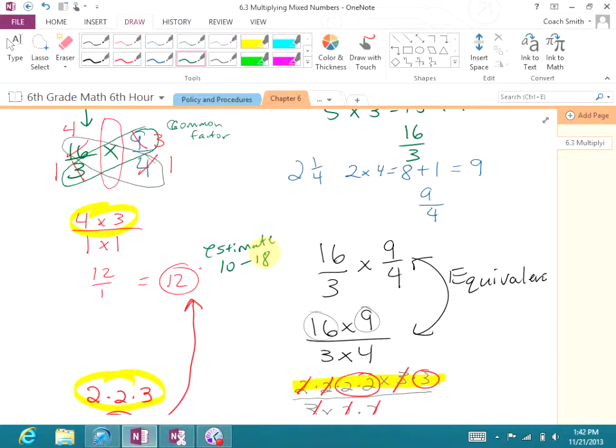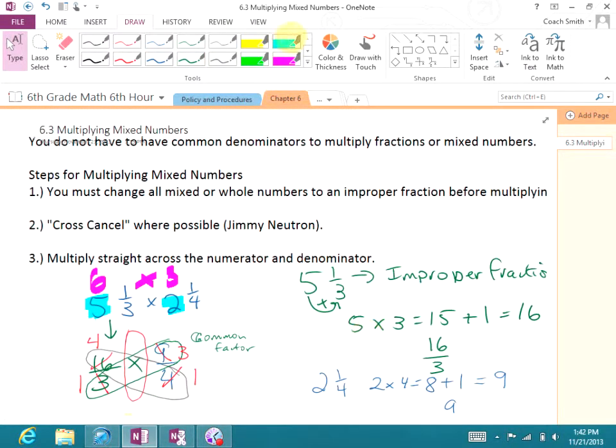What? Talk to me. Where did I find the estimate? By looking at the whole numbers back up here. Looking at this whole number here, 5 times 2 is 10, okay? And then 6 times 3, if you rounded them up, 6 times 3 would be 18. So that would be the highest and the lowest possible estimate that you would have. That's the lowest number that you could have and it be logical, and that's the highest number that you could have and it be logical.